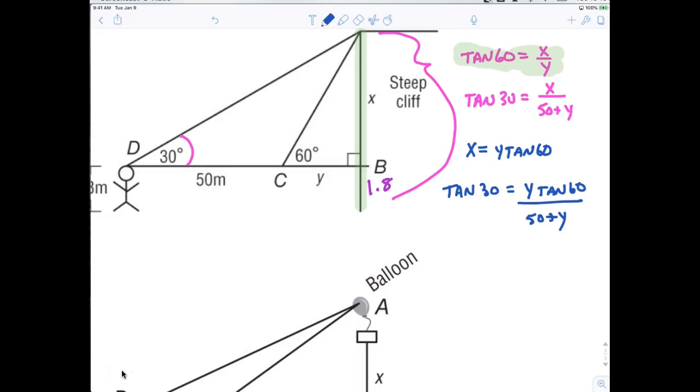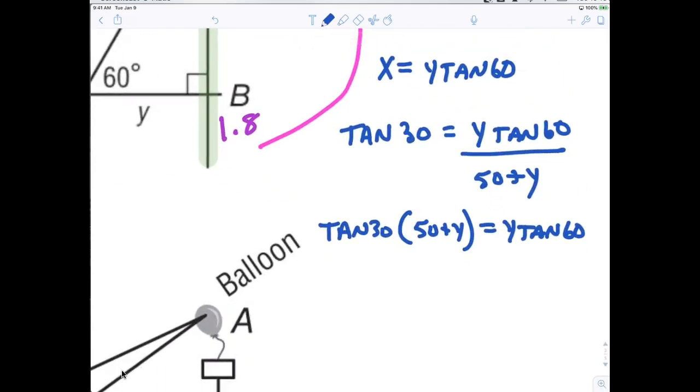Now, do you agree with this? Tangent 30 times 50 plus y is equal to y tangent 60. Anybody have any issues with that? Anybody have any issues? All right. Now I'm going to distribute the tangent of 30. So I need everybody to type on their calculator tangent 30. Tell me what it is.